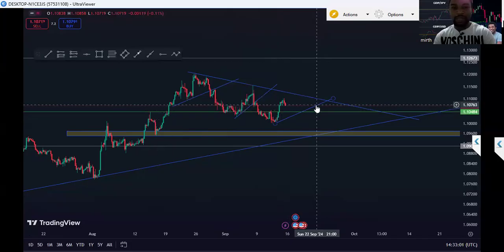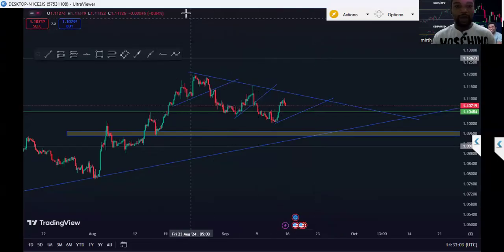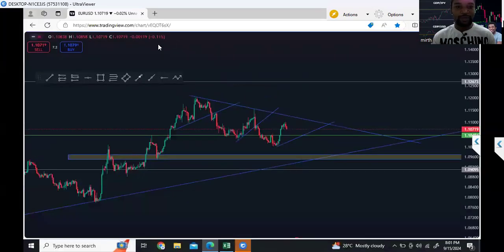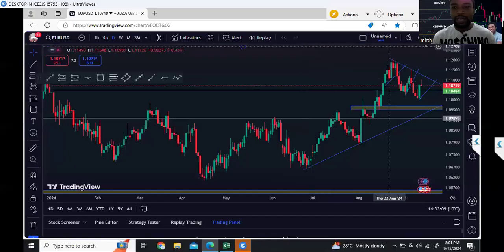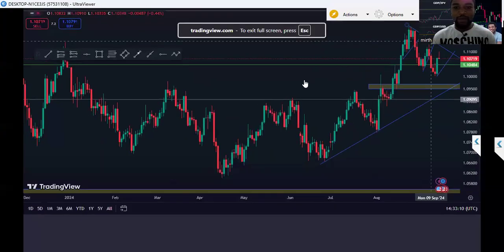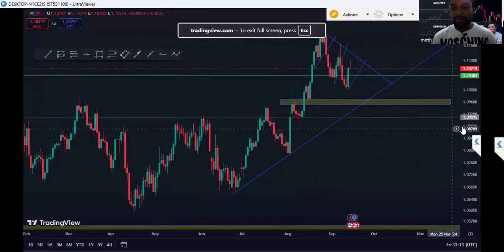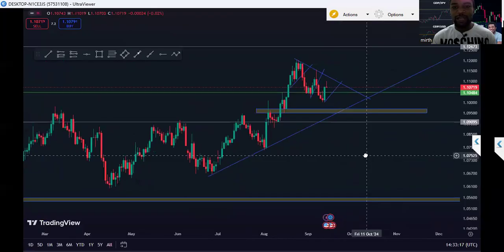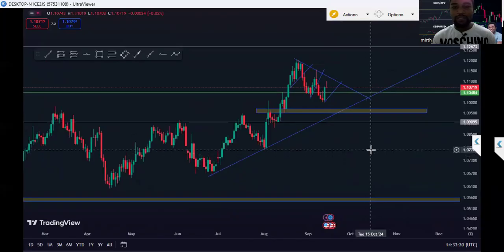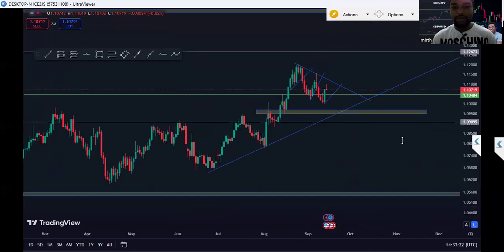Before I enter this market, I'll come back to my daily time frame. Before I enter this market on a 4-hour time frame, what I'm going to be looking at on my daily time frame is a bearish kind of formation. Why am I looking for a bearish kind of formation? Because it is very important.